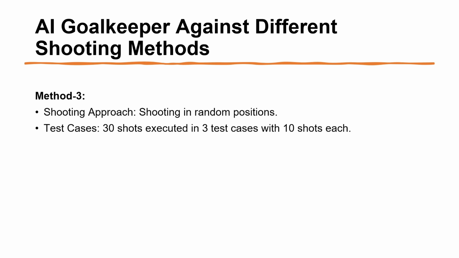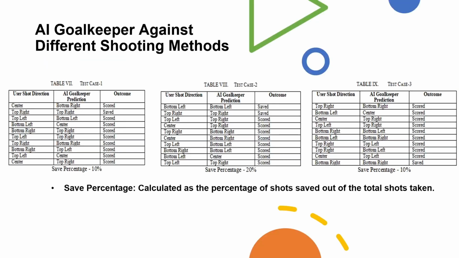Again, we took 30 shots and they were divided into 10 shots for each test case. So we see that the save percentage has drastically reduced over methods 1 and 2 since there is no definite pattern in shooting. We also selected directions by labeling it to a dice and then rolling it to get the direction.